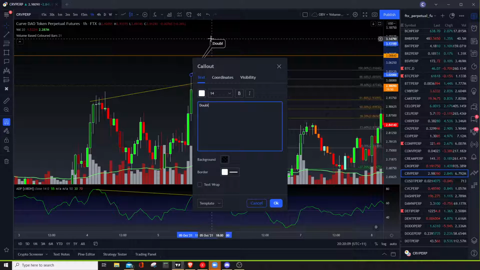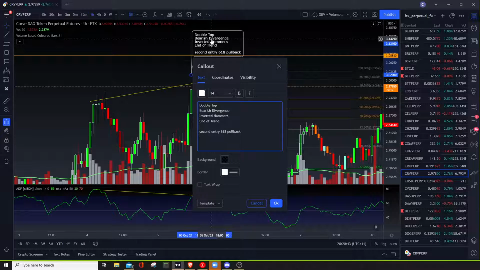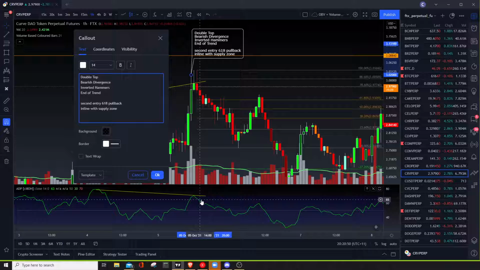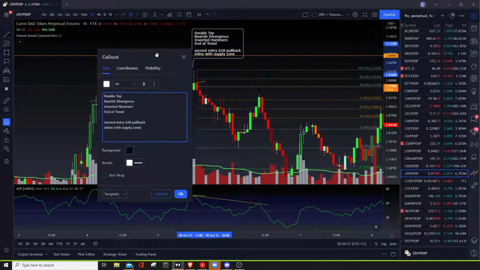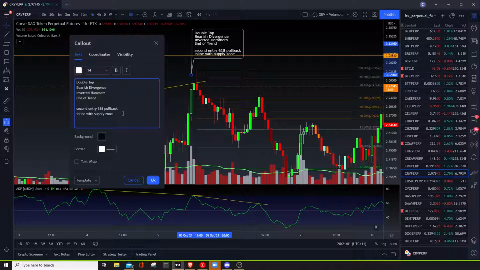Okay, so that play is a double top, bearish divergence, inverted hammers, and end of trend. Right, so end of trend, and if you didn't get the top, second entry is the 618 pullback, in line with the supply zone, and a lower high. There you go. So you've got price action there, and then you've got distribution.